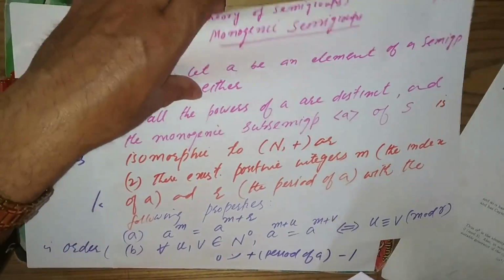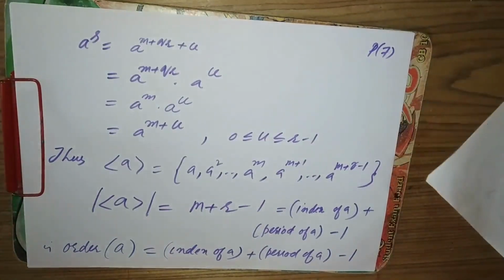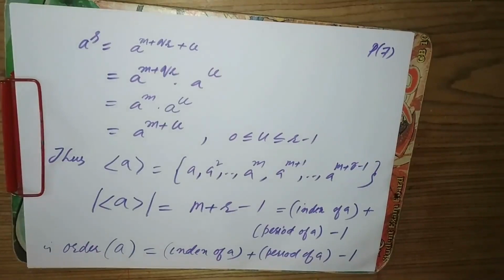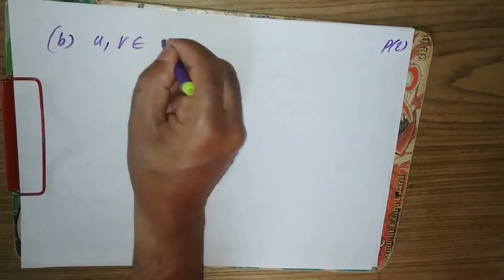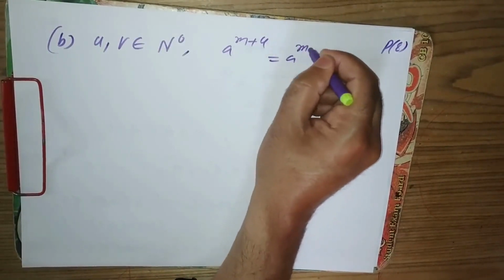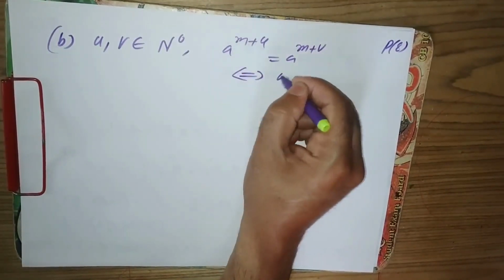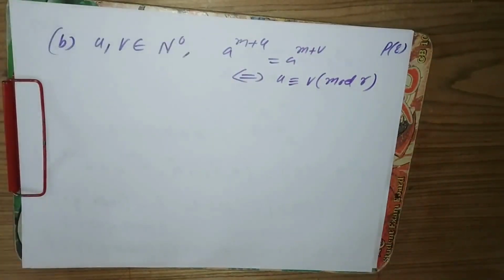If there is repetition. Now we first prove the second part. So let's do its second part. The second part means u, v belong to the non-negative integers, and A^(m+u) is equal to A^(m+v) if and only if u is congruent to v mod r. This part.